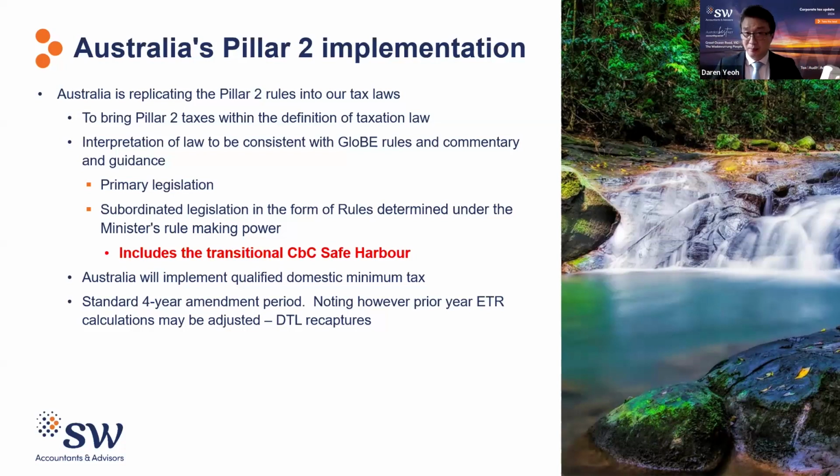So how is the law brought into our legislation? There is an imposition bills which impose the Pillar 2 taxes in accordance with our constitution. And then there is an assessment bill that will assess the Pillar 2 tax. Sitting outside of it is what is called the rules or the subordinated legislation, which will be determined under the minister's rulemaking power. And the purpose of this is to provide flexibility for whenever the OECD make changes to the rules or provide certain further guidance. Importantly, the subordinated legislation includes the Transitional CbC safe harbor provisions. I'll talk more about this shortly.